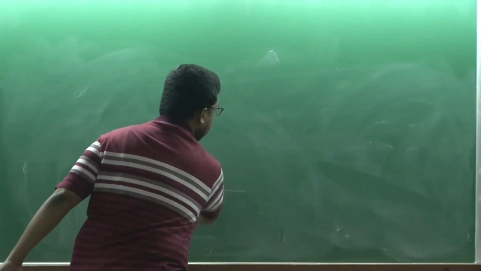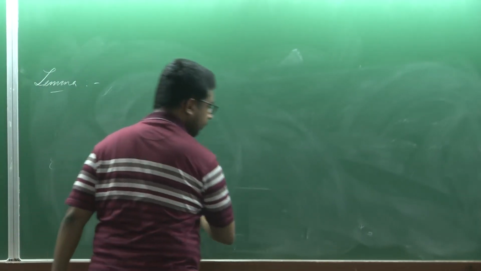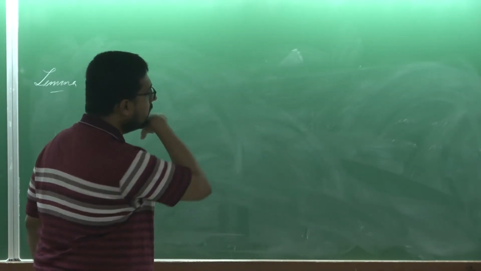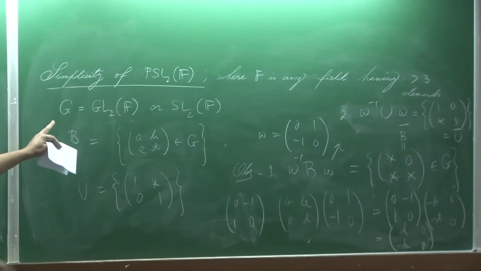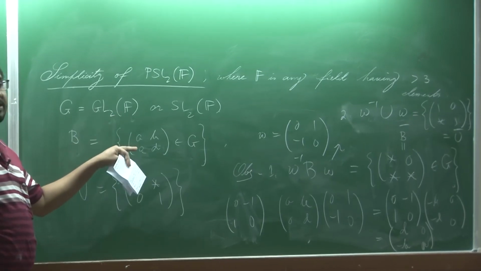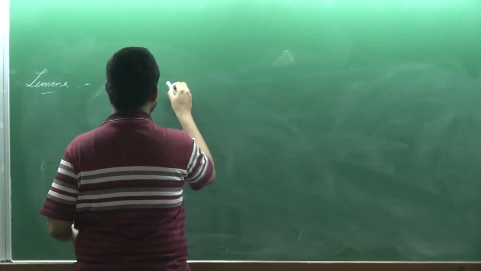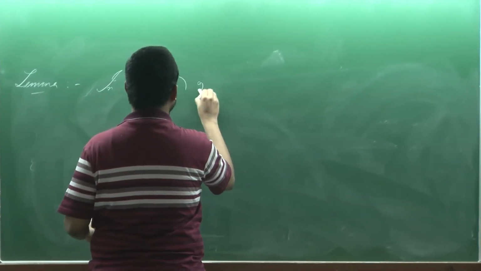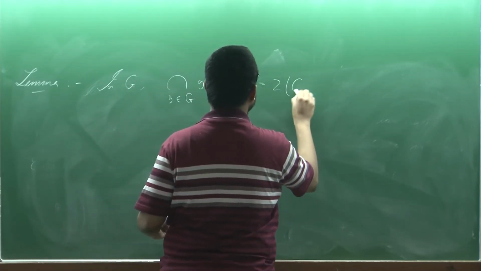Let me first prove the following lemma, that in G, so again G means this. Recall also that the center of G, if G is GL2, is the scalar matrices, and the center of SL2 is plus minus identity. So in G, the intersection of all conjugates of B is Z(G). Okay.